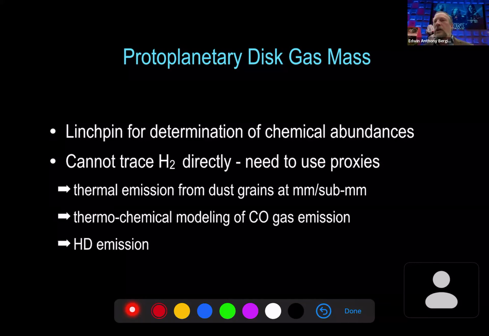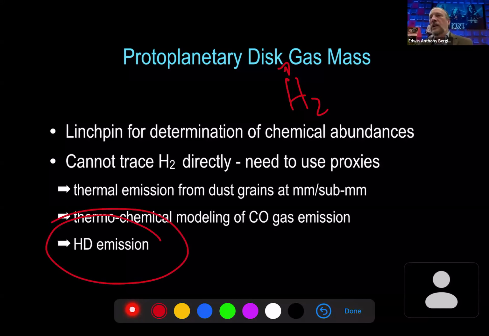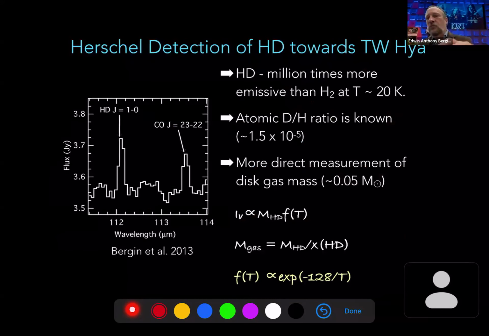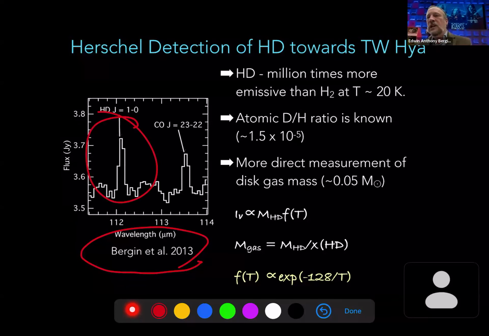All right, so there's a problem with getting the H2 gas mass in disks. And one way you can get around it is by observing hydrogen deuteride. All right, and that's what I was able to do in a detection in 2013. There's the HD. And from HD, you can determine the mass of hydrogen.